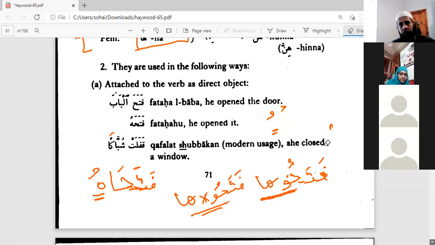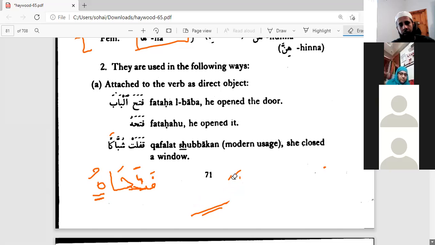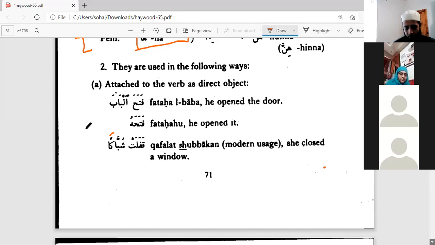So the root word of open is fataha. Do you remember the table of fataha? Fataha, fatahu, fatahta, fatahtu, fatahtuma, fatahtum, like that. We haven't done the second person yet. But look, it's like this. You know the ha part. It refers to the door.